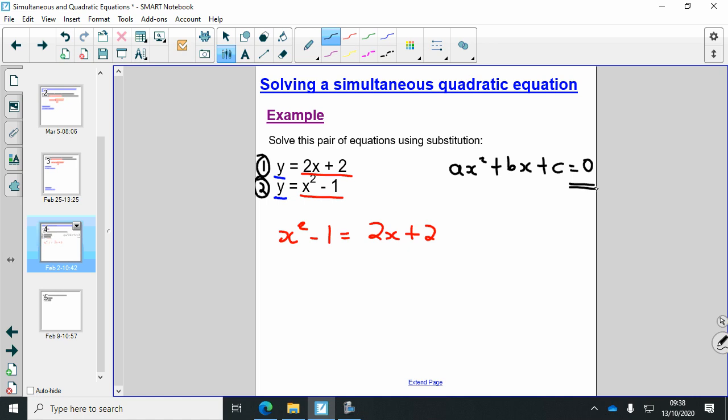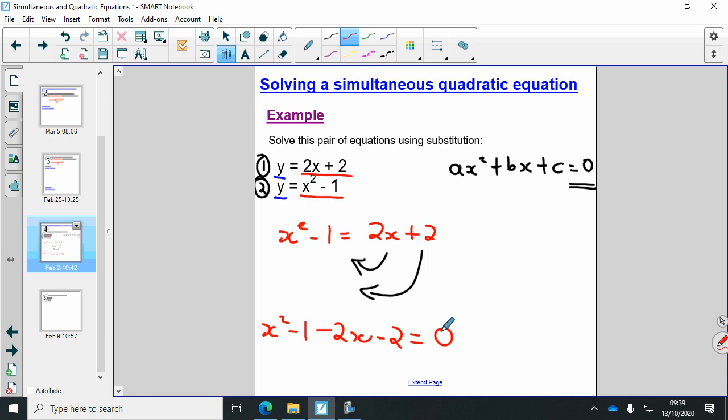So what we need to do is transpose, using the knowledge from outcome 1, to make this equation equal to 0. So I'm going to bring each of these two things across to this side, and as they're both positive on the right hand side, they're both going to be subtracted on the left hand side. So we've got x squared minus 1 and then minus 2x minus 2, and now we've got 0 left on the right hand side.